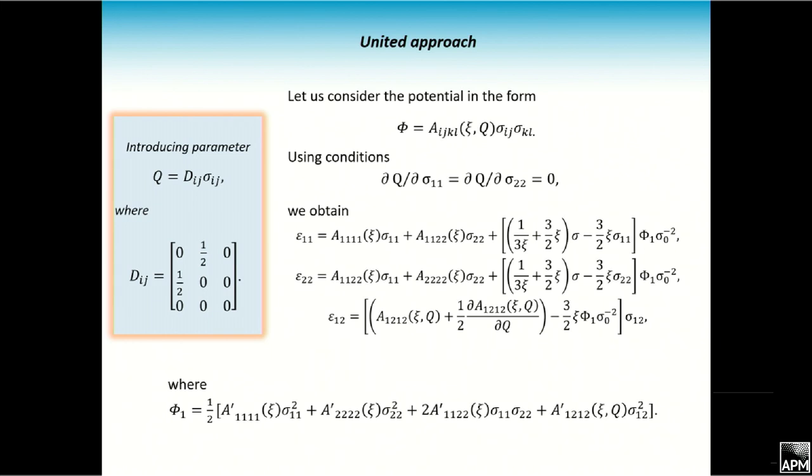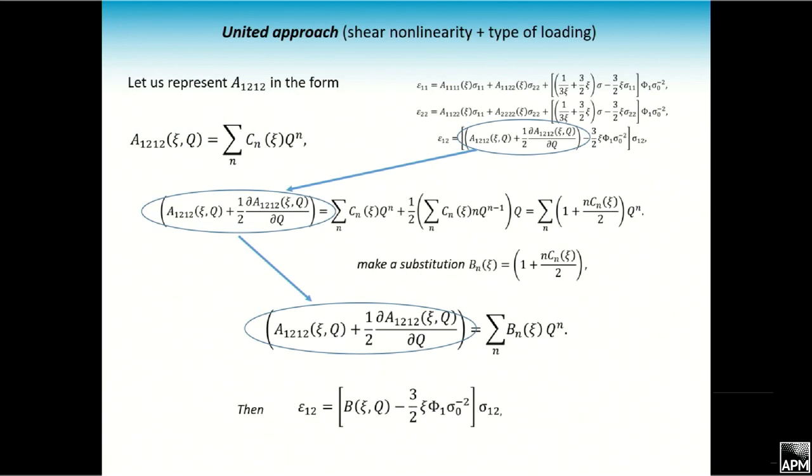And now some words about the united approach, when two types of nonlinearity are taken into account: the stress state susceptibility of material properties and the nonlinearity of shear properties of composite materials. To describe these effects, we have to introduce two parameters, parameter Xi and parameter Q. We can obtain the corresponding constitutive relations which are written here for plane stress conditions. And after some analytical exercises, we can obtain the relation between shear strain and shear stress.